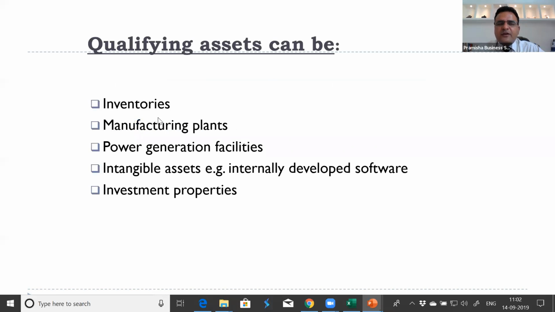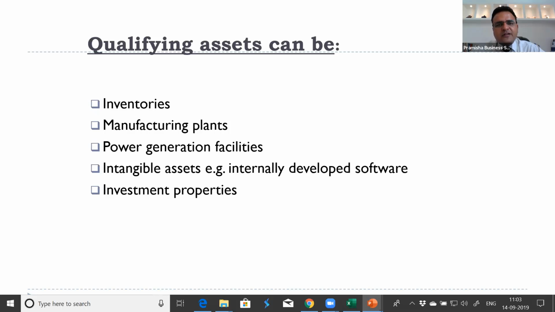So qualifying assets can be inventories, manufacturing plants if it is taking more than 1 year, or they definitely take more than 1 year to get ready for their intended use or sale. Power generation facilities, intangible assets, internally developed software. If you borrowed specifically for them, and if it has reached the relevant stage criteria, then we can capitalize. But if it is in the research phase, we expense all the expenditure. It's not yet fruitful, so we cannot consider it as a qualifying asset.